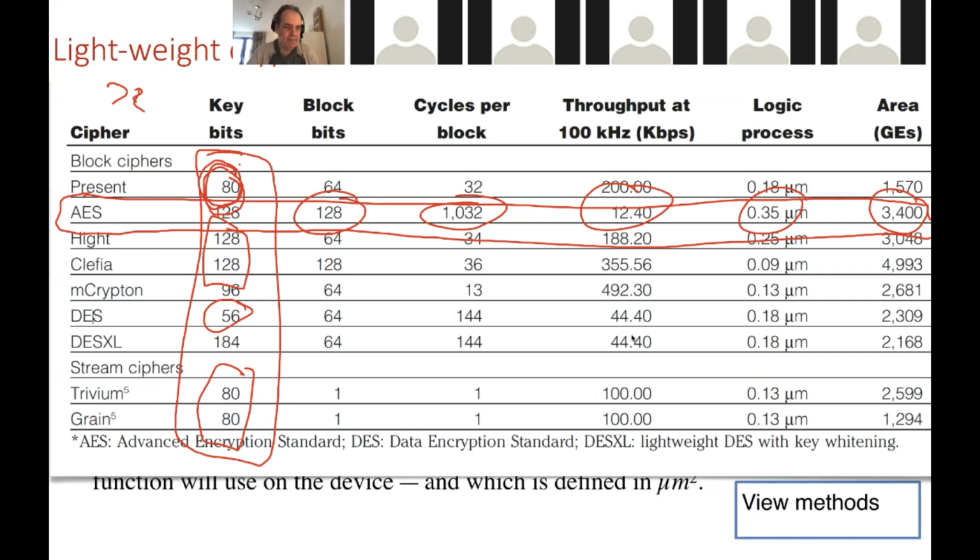If we look at something a bit more efficient, such as a 64-bit block size for present, so we're now only dealing with 16 bytes at a time, and we see the number of cycles per block to process is massively reduced, which means the throughput is at least nearly 20 times as much there as AES, and it also takes up a smaller amount of space on a device.